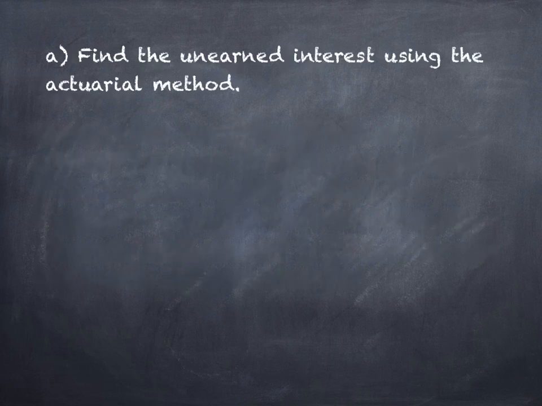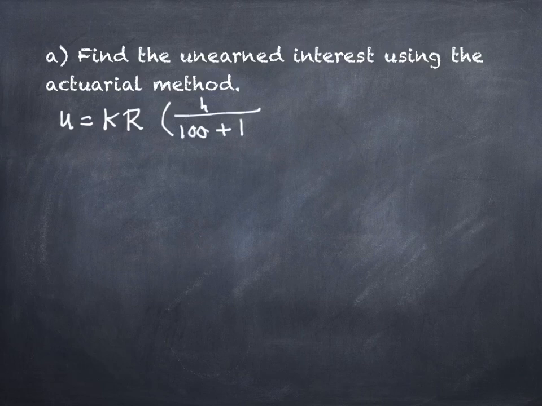All right, first question says, find the unearned interest using the actuarial method. Now, the unearned interest formula that we had above looked like this. It had U equals K times R times H over 100 plus H. All good so far? Now, one piece of this information we already know. Which piece do we already know?